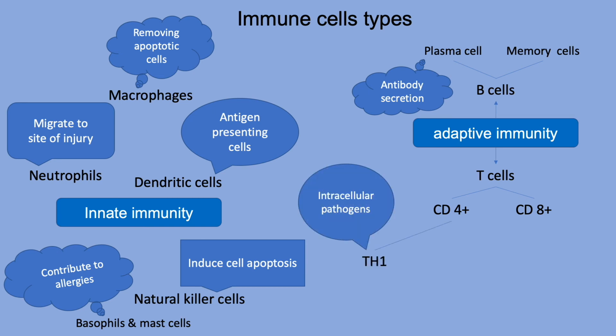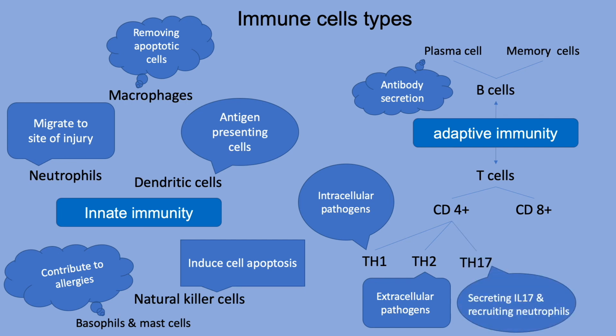Th1 cells are critical for coordinating immune responses against intracellular microbes, especially bacteria. Th2 cells are important for coordinating immune responses against extracellular pathogens. Th17 cells are named for their ability to produce interleukin-17, a signaling molecule that activates immune and non-immune cells. Th17 cells are also important for recruiting neutrophils.